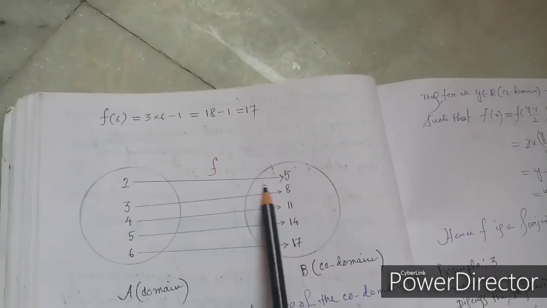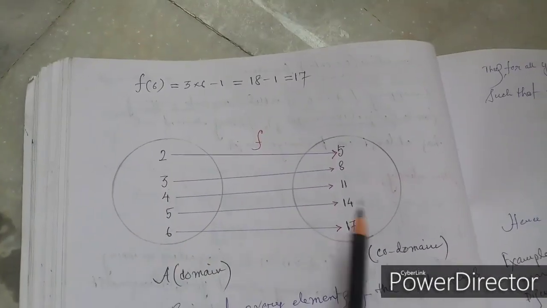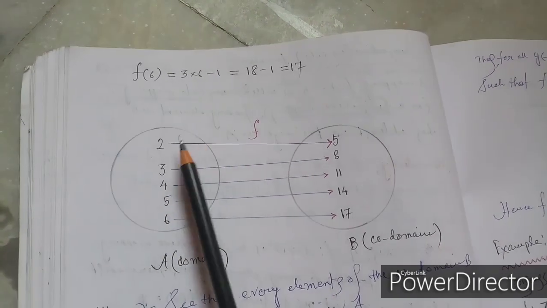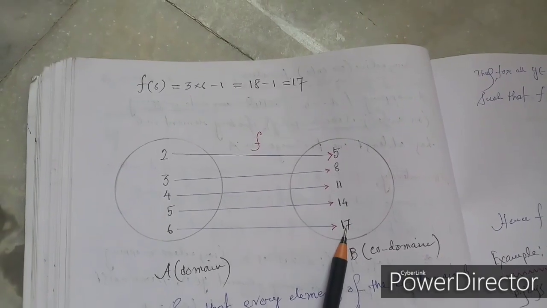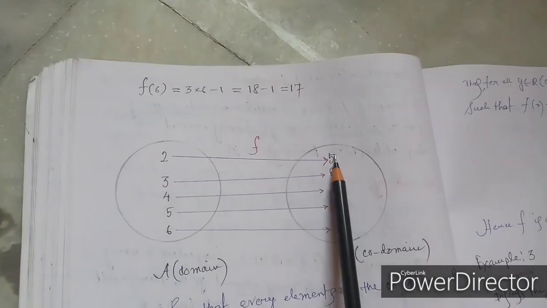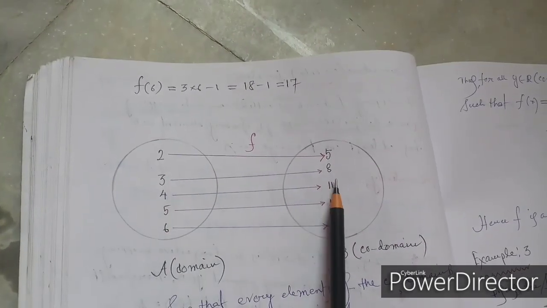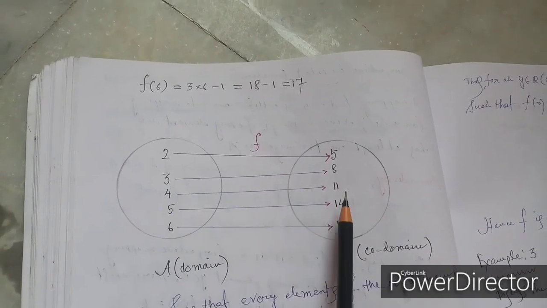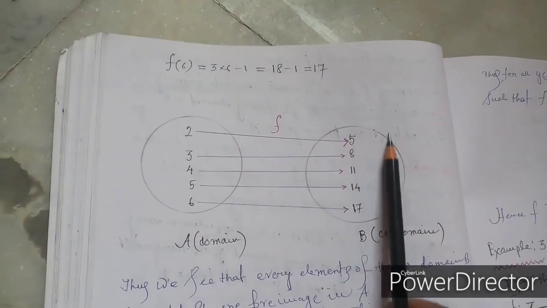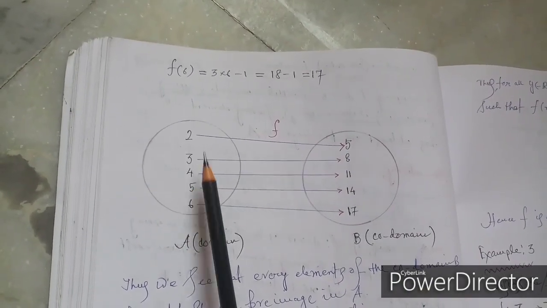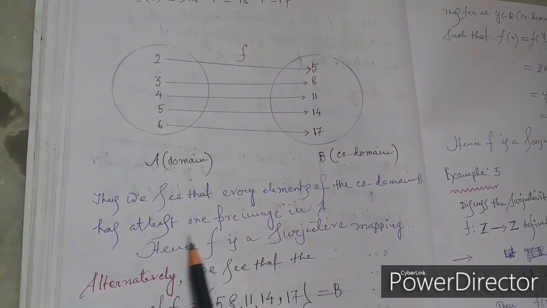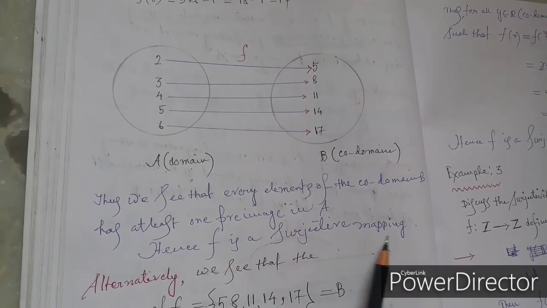17. So now diagrammatically, see that. A to B. A has 2, 3, 4, 5, 6. How many? 5 elements. So its images are 5, 8, 11, 14, 17. So all elements in the codomain have at least one pre-image. 5 has at least one pre-image, 8 has at least one pre-image, 11 has at least one pre-image, 14 has at least one pre-image, 17 has at least one pre-image. So all elements in the codomain have at least one pre-image in the domain. So that's why we see that every element of the codomain B has at least one pre-image in A. Hence, it is a surjective mapping.